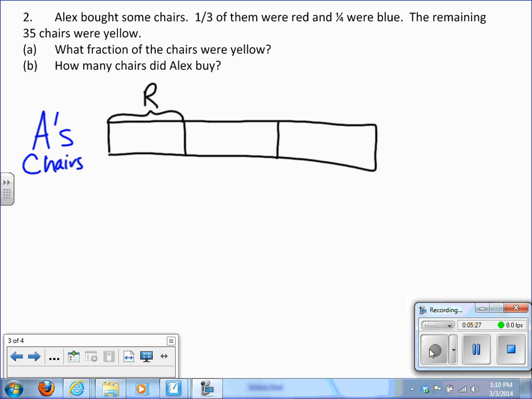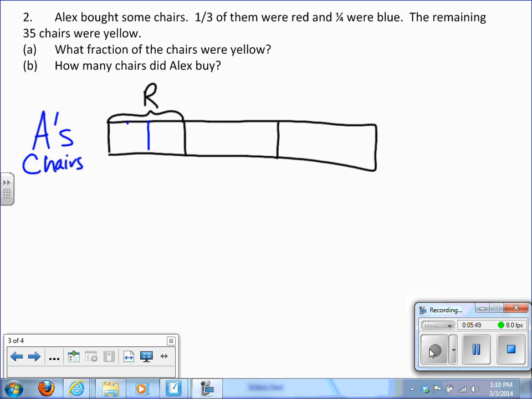What else do we know about his chairs? Jana. 1/4 of them are blue. Now 1/4 of the remainder, or just 1/4 of all of them? All of them. How can I deal with that? What should I do, Jana? You can divide the bar into 12. We can divide the bar into 12s. Okay? Each third needs to be divided by?